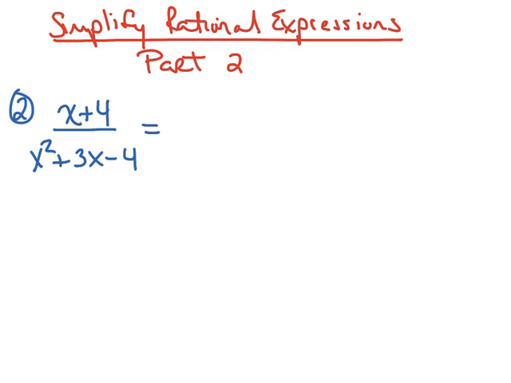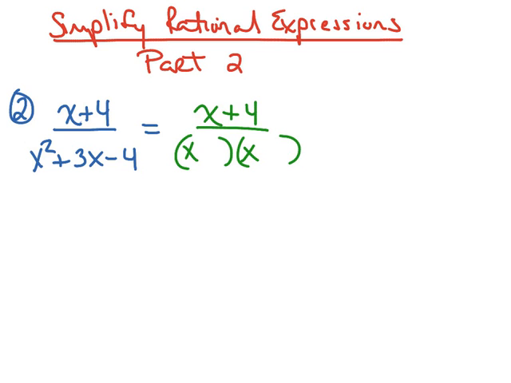Alright, example number 2. We got x plus 4 over x squared plus 3x minus 4. We want to first factor the numerator, but in this case x plus 4 cannot be factored, so I'm going to leave it as x plus 4. Now I'm going to go to the denominator and factor it. Notice that my trinomial has a leading coefficient of 1. Therefore, I'm going to factor this by multiplying x times another x. Now I need to find factors of negative 4 that are also going to add up to a positive 3.